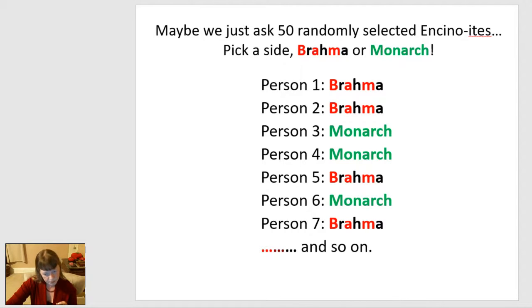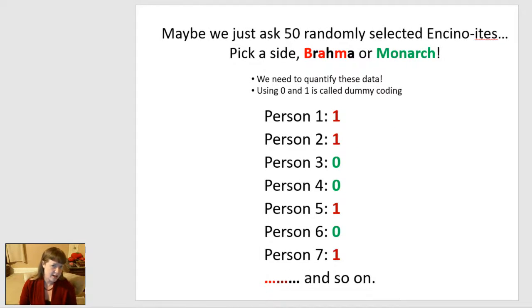Now, in the world of measurements, we'd actually give people numbers. Remember, this would be then nominal measurement. But the numbers are just going to be placeholders. I could then just decide that I'm going to give everyone who chose the Brahmas a 1, and I'm going to give everyone who chose the Monarchs a 0. But the numbers don't mean anything in terms of amount. They're just placeholders. And when I use 1s and 0s, this is actually called dummy coding.